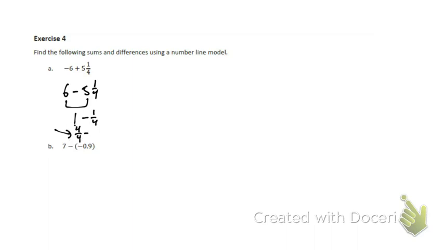The reason I changed it to 4/4 is because now we can easily subtract. Remember, when we subtract fractions, we want the denominators to be the same. So 4/4 take away 1/4, you do 4 take away 1 is 3. And the bottom is 4. But our answer is not going to be 3/4. It's going to be what? Look at the original problem. Which one's bigger, the positive or the negative? The negative, right? So the answer is going to be negative 3/4.